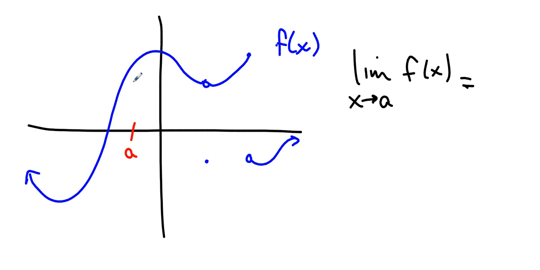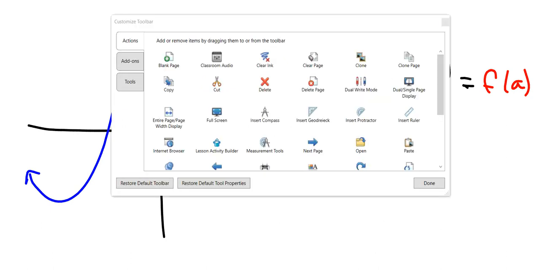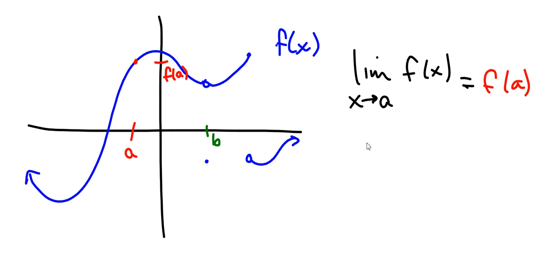And, well, it appears that in the neighborhood of a, the y values are getting awfully close to this, whatever it is. This is some number f of a, and it does appear that the limit of f of x as x approaches a is whatever f of a is. We might also ask about the limit as x approaches b of f of x.